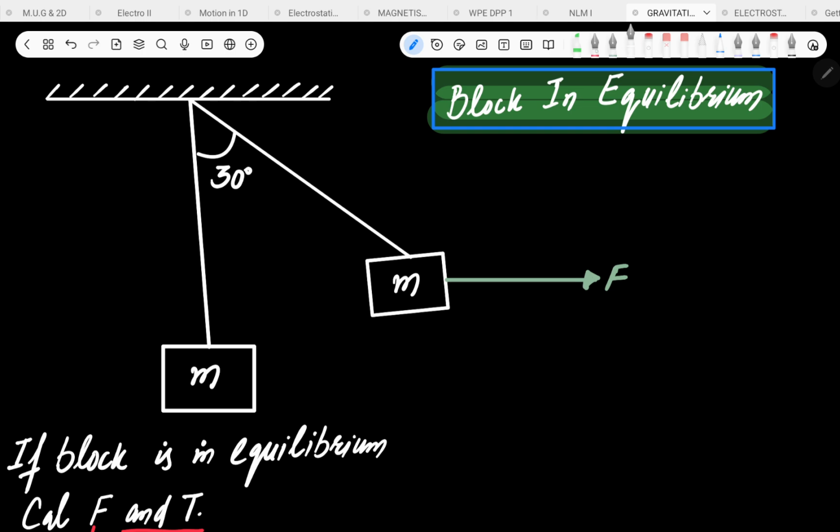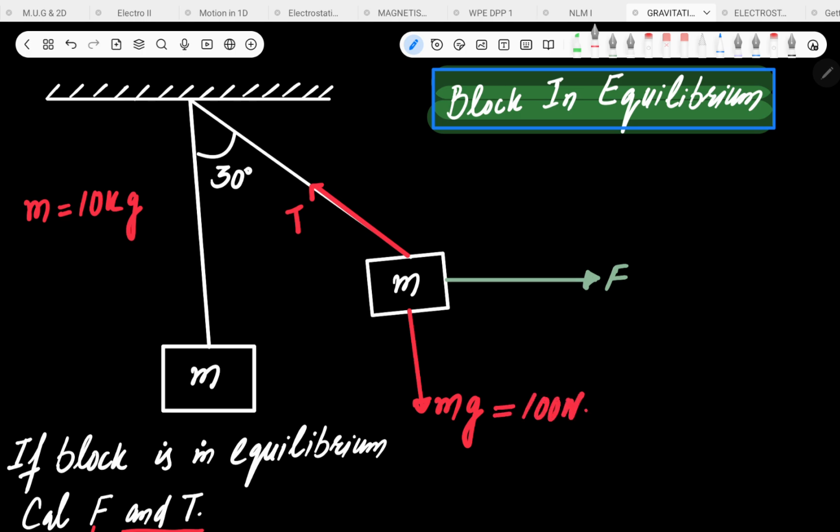The first thing I will do is see how many forces are there on this block. So in the vertically downward direction, there is a force which is equal to m multiplied by g. Along the length of the string, there is tension in the string, that is T. The value of this theta is given, that is equal to 30 degree. And m is also given to us. It is equal to 10 kg. So tell me what will be the value of this mg then? It will be 10 times 10, that is 100 Newton, isn't it?